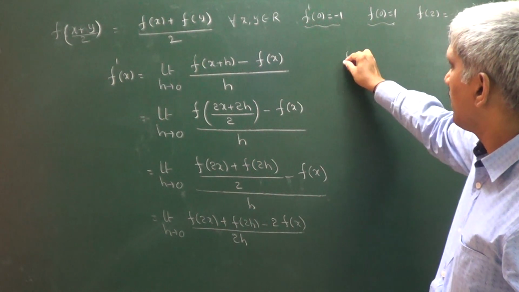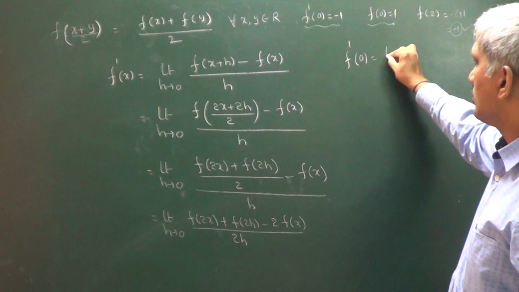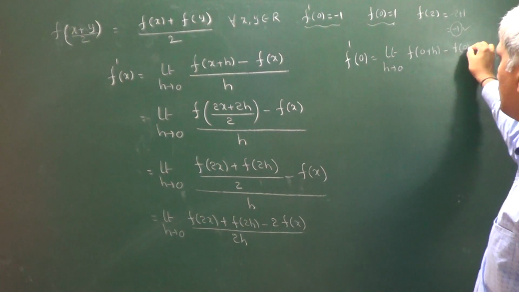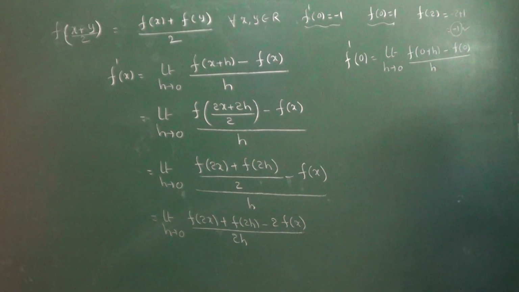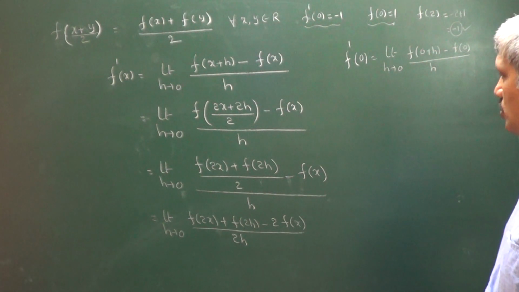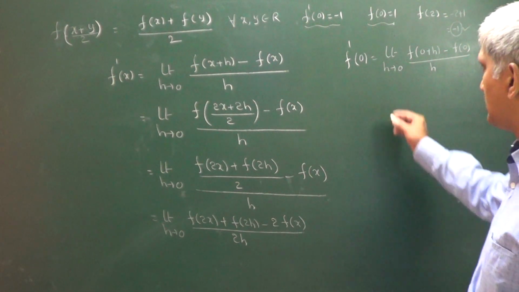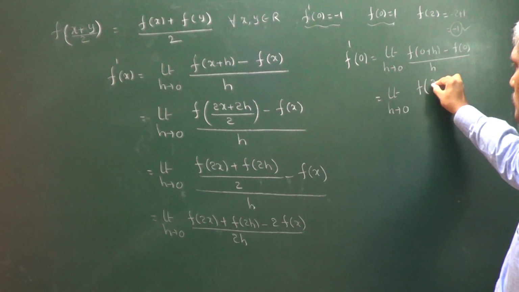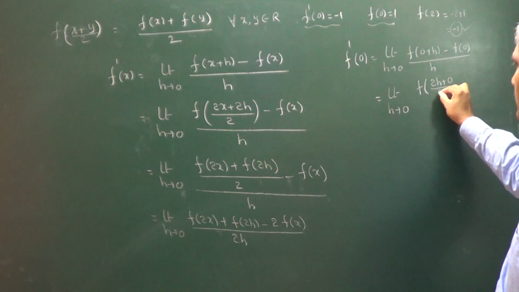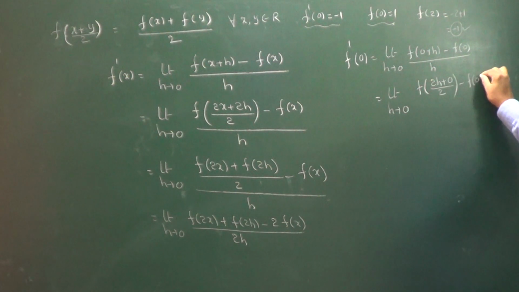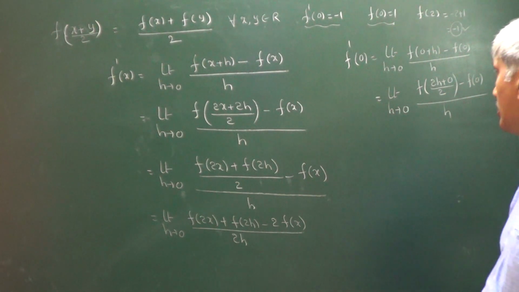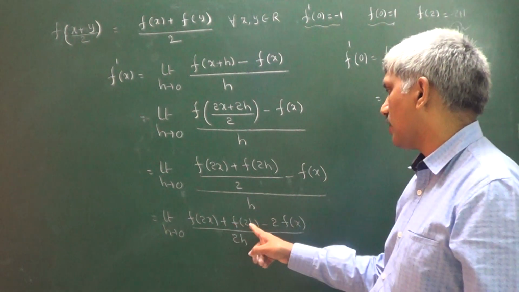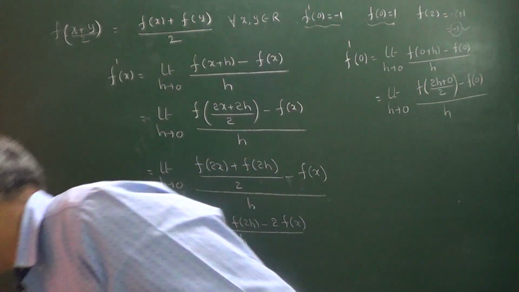f dash of 0 is equal to limit h tends to 0 f of 0 plus h minus f of 0 divided by h, right? So f dash of 0 we can write in that way. So this can be written further as limit h tends to 0 f of 2h plus 0 divided by 2 minus f of 0 divided by h. So what to do here? f of 0 value is equal to 1, and f of 2x plus f of 2h minus 2 times f of x divided by 2h. Just a minute, we will do it in another way.